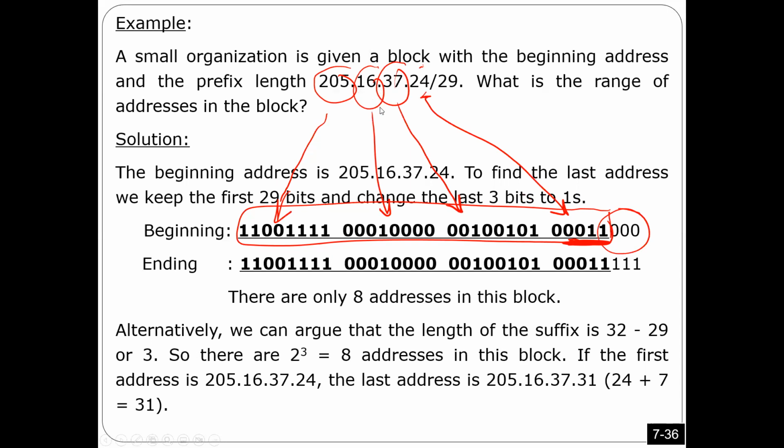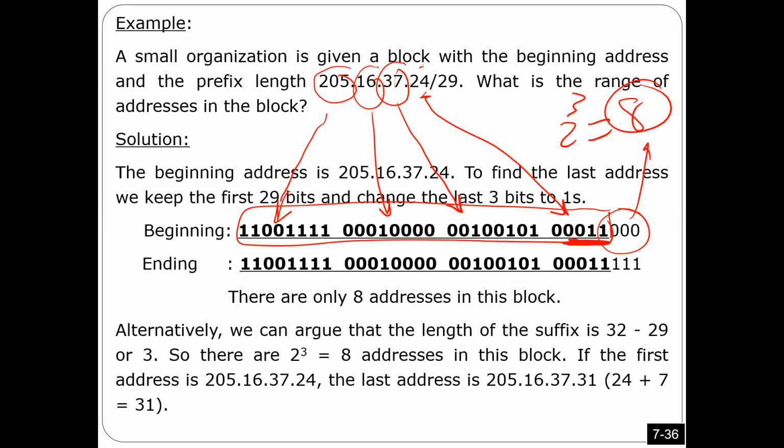Again, this is not only one address. This is a block of addresses given to an organization. When I say that, first of all, how many addresses do you have? Very simple. You have only 3 bits. As you knew before, if you have 3 bits, you have 2 to the power of 3, which is 8. That means this block has 8 addresses.